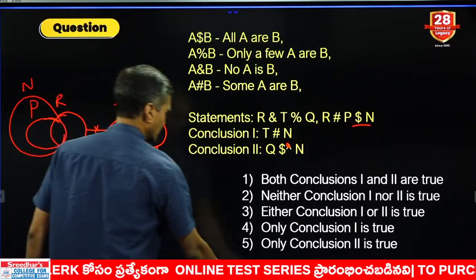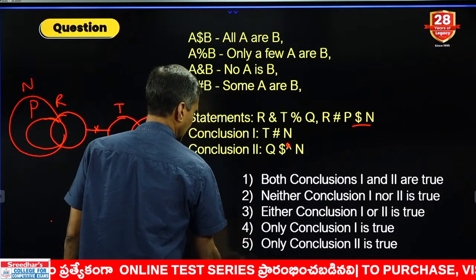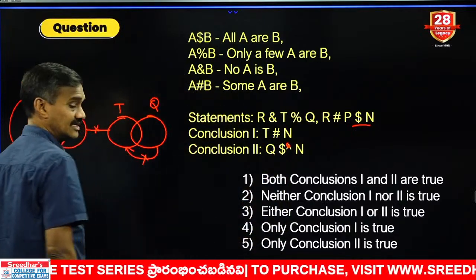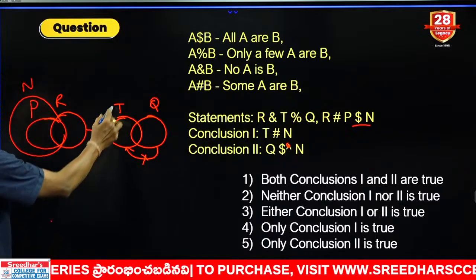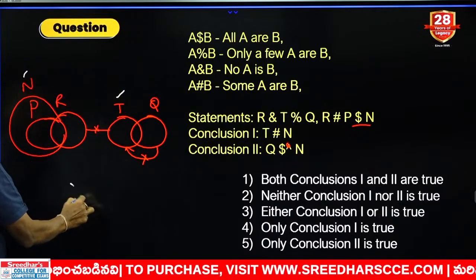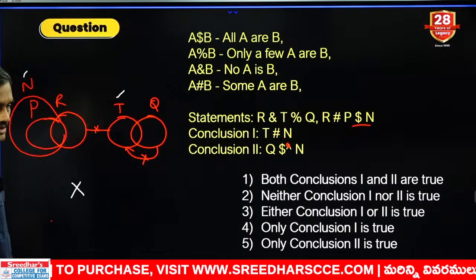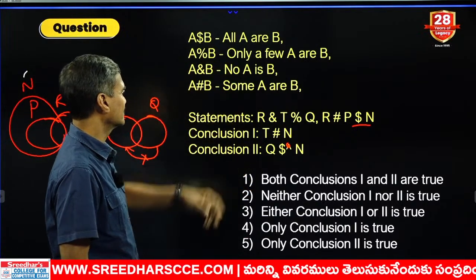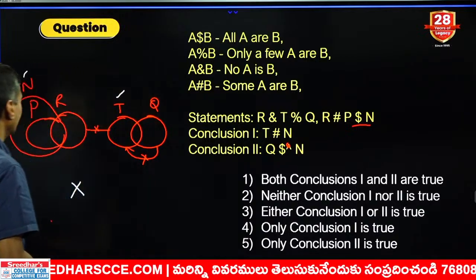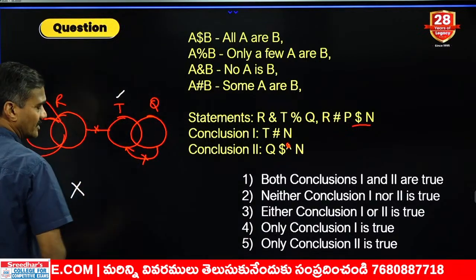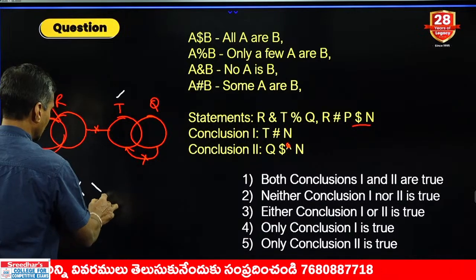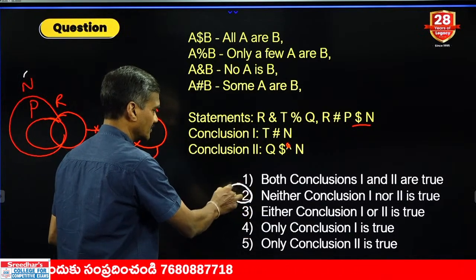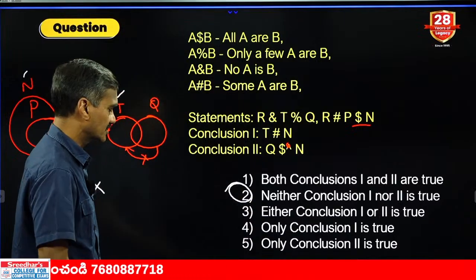Then coming to the first conclusion. What is my first conclusion here? T hash N. Hash means some T's are N. T and N: T is here, N is here, no intersection between these two, that is false. And next one, Q dollar. Dollar stands for all. All Q's are N. Q is here, N is here. Any information here? Any intersection? No. So what is your answer? Neither one nor two. None of the given conclusions are true. Choice 2 is the answer, question number 8.